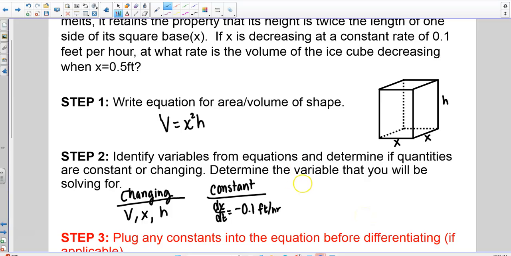Okay, and we are finding, at what rate is the volume of the ice decreasing. So what's that one going to be? d what? dt? dv dt. And notice this one does give us when x equals 0.5.